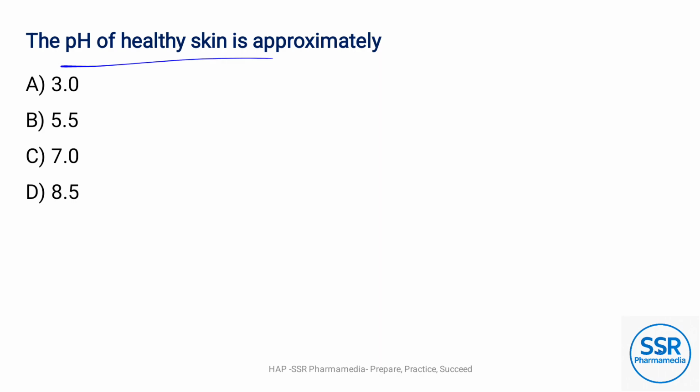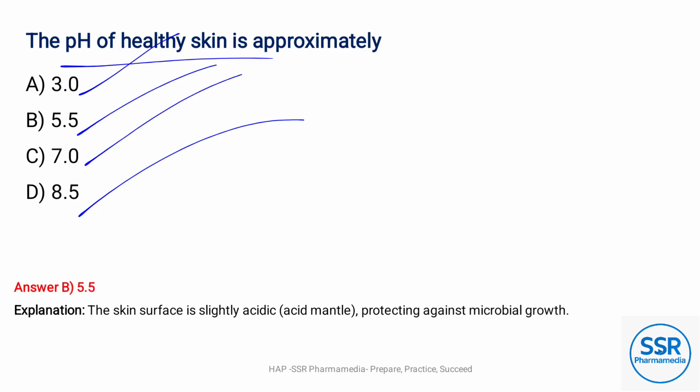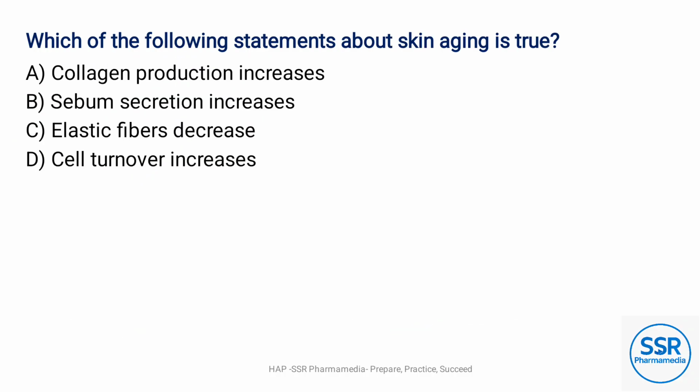The pH of healthy skin is approximately: option A, 3; option B, 5.5; option C, 7; option D, 8.5. So the answer is option B, 5.5. The skin surface is slightly acidic, which protects against microbial growth.